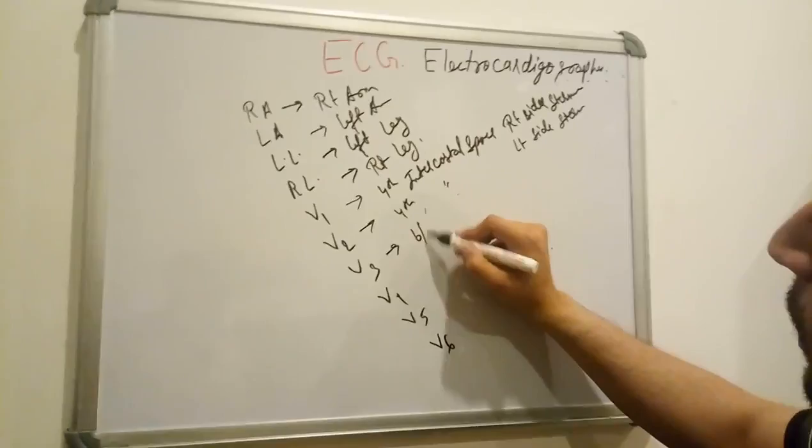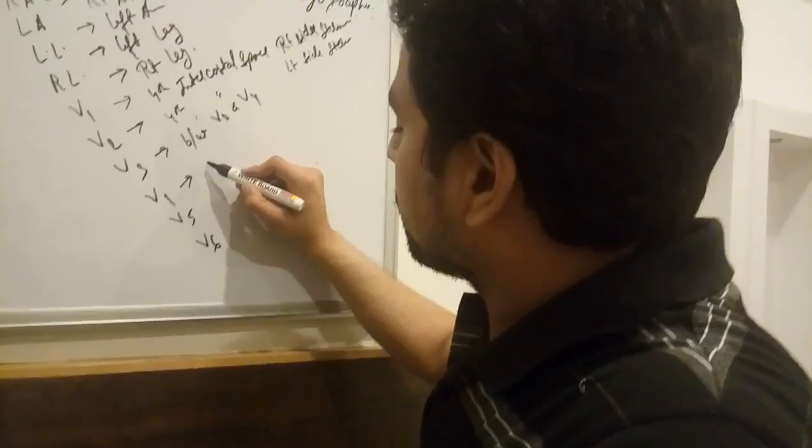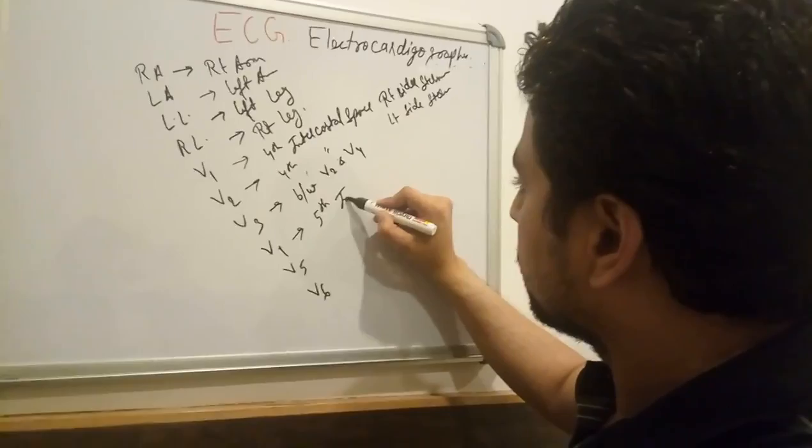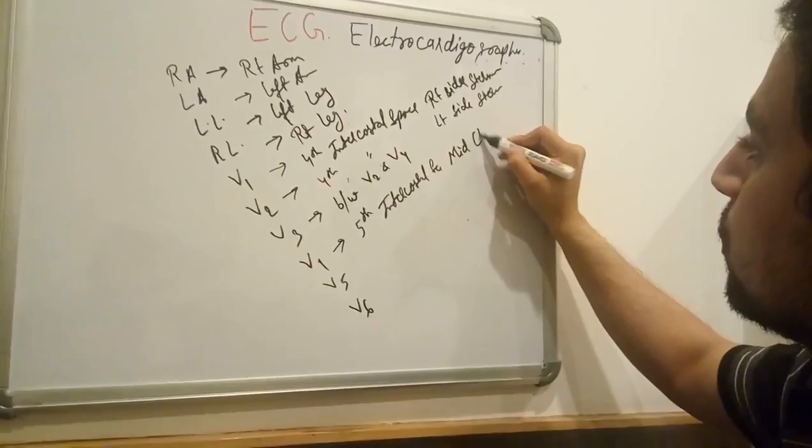So now it's very important to understand where V4 we are going to put. V4 we are going to put in the 5th intercostal space. So V3 we are going to put nearly here, a little bit between V2 and V4, and V4 we are going to put here. Why? It's the mid clavicular line. V4 in the mid clavicular line.